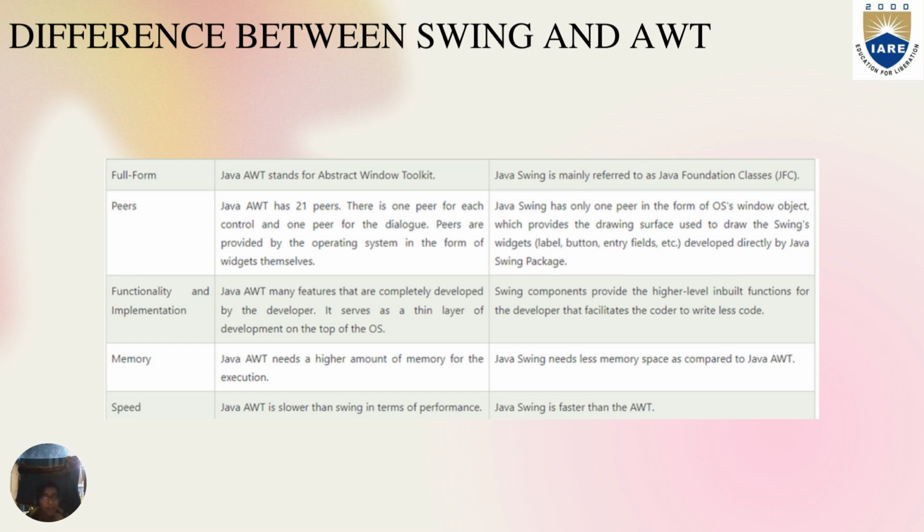Functionality and implementation. Java AWT has many features that must be completely developed by the developer. It serves as a thin layer of development on top of the OS. Swing components provide higher-level inbuilt functions for the developer that help the coder write less code. Memory. Java AWT needs a higher amount of memory for execution. Java Swing, on the other hand, utilizes less memory and space. Speed. Java AWT is slower than Swing in terms of performance.